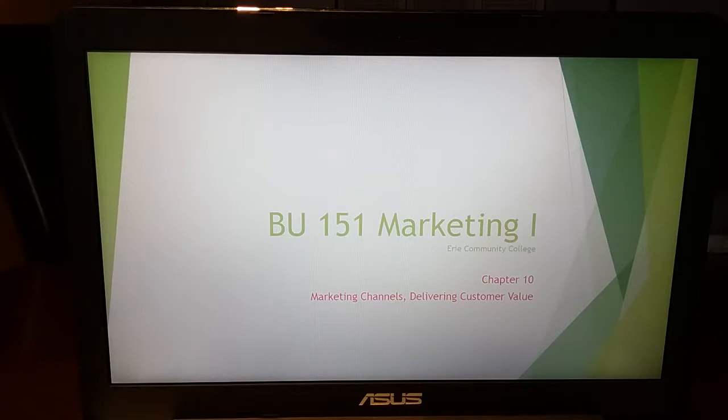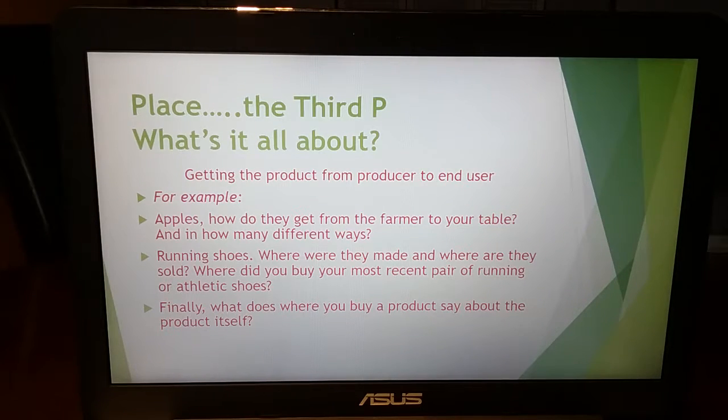Hi there. We are chugging along here to chapter 10 and starting on the third P. So we've done product, we did price, now these next two chapters are about place, or distribution. So essentially, what is this third P all about? It's fundamentally about getting the product from the producer to the end user in a timely and efficient manner.